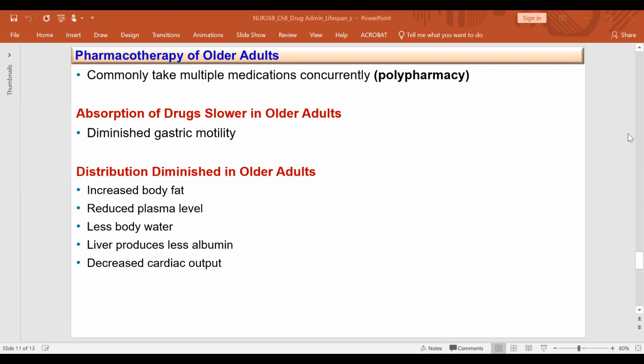Decreased efficiency of the blood-brain barrier. The decrease in renal function is due to decreased renal perfusion, which results in decreased GFR and decreased number of nephrons. These are all the aforementioned changes. These are the physiological processes that have slowed down with advancing age.